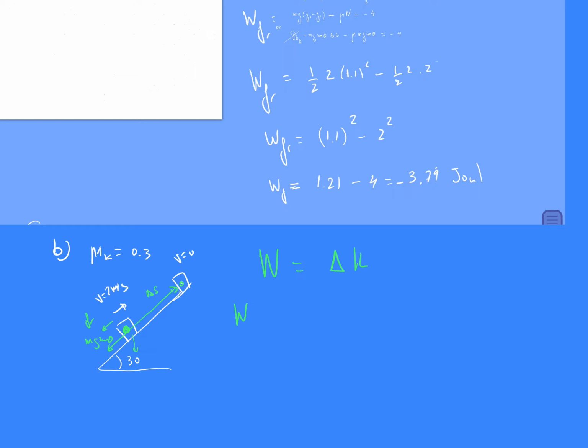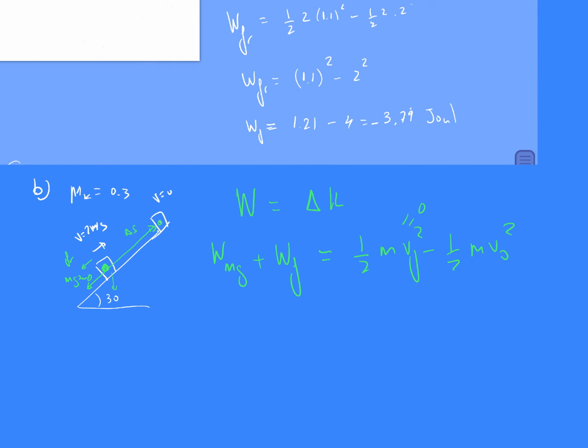The total work is the work of the weight plus the work of the friction. The work of the weight, negative. The work of the friction, negative. The change in kinetic energy is 1/2 m v final squared minus 1/2 m v initial squared. V final is 0, because I go to the top. So the equation that I will have is the work of the weight plus the work of the friction force will be minus 1/2 m v2 squared, because 0 is the final velocity.